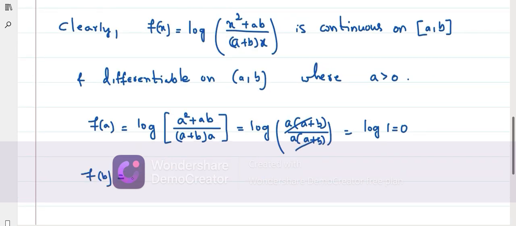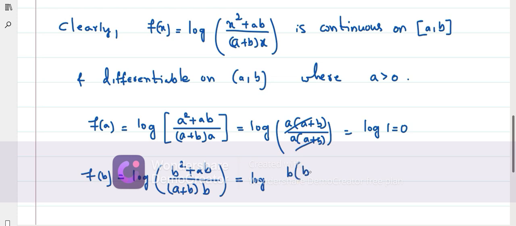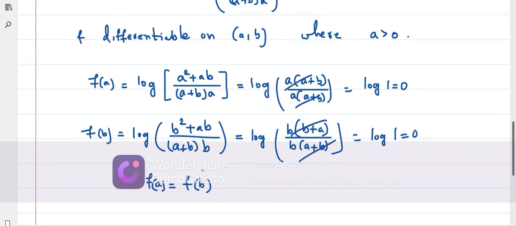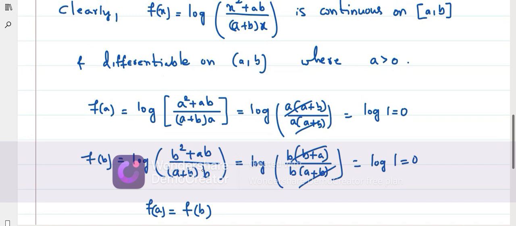Now let us check f of b. Let us substitute x equal to b now. So b square plus ab divided by a plus b into b. So that is equal to log of, if I take b common here, b plus a, and in the denominator we already have the same thing, a plus b equal to b plus a. So again, it is log 1, so it is 0. So I can say that f of a equal to f of b here. So the given function is continuous and differentiable, and f of a equal to f of b.